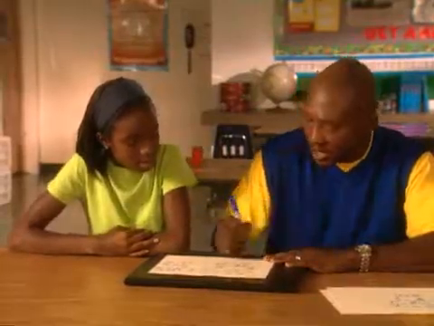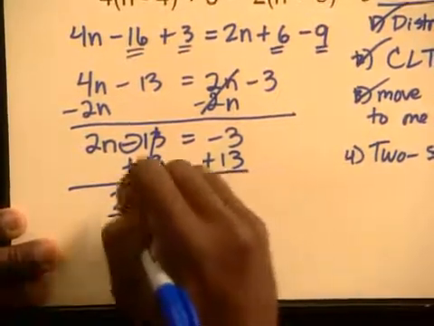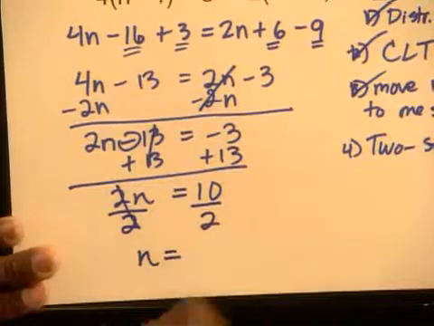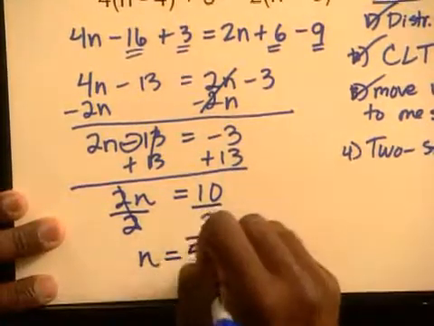My hand's getting a little cramped, so you got to take me home on this one. What do we do next? Okay. You divide 2 by 2. Exactly. And then you divide 10 by 2. Very good. Those cancel. We get n equals what? 5. 5. Very good job, Dominique.